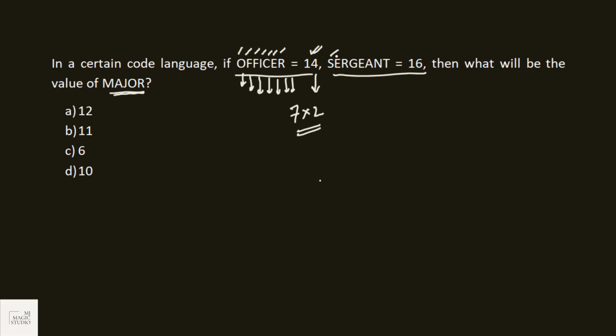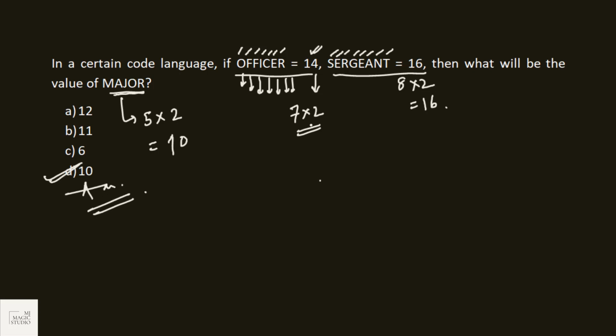Let's check with sergeant. 1, 2, 3, 4, 5, 6, 7, 8, and obviously it is 8 into 2, 16. Then major is a 5-letter word. Its code should be 5 into 2, that is 10, given in option D.